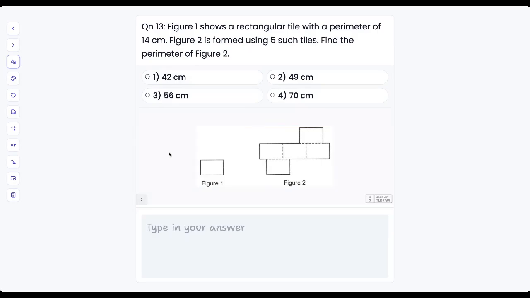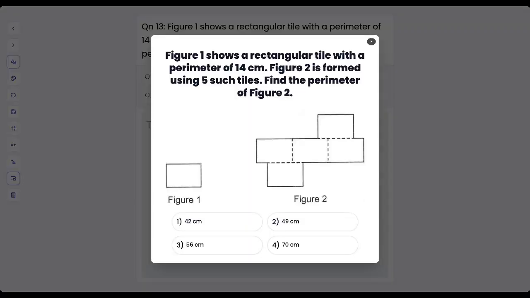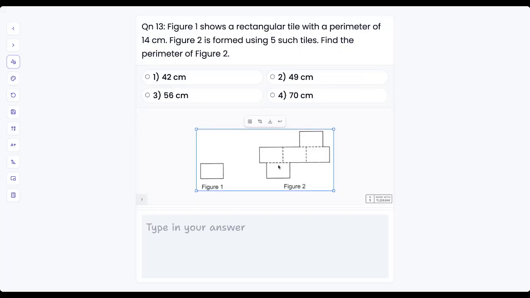Question number 13. Figure 1 shows the rectangular tile with a perimeter of 14 centimeters. Figure 2 is formed using five such tiles. Find the perimeter of figure 2. So it's not 14 times 5. We need to see this one first.